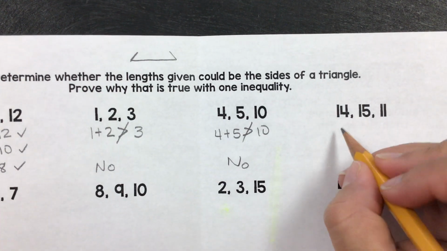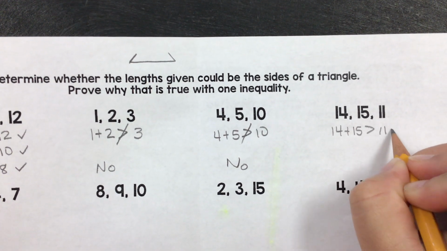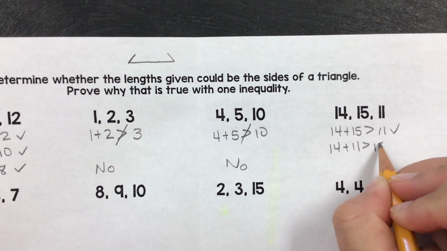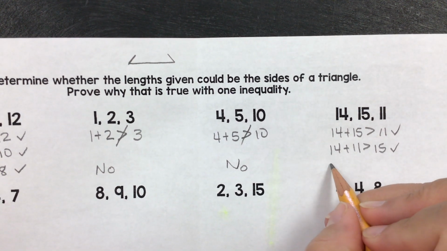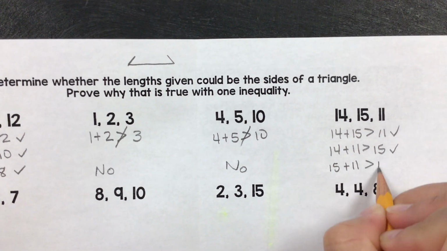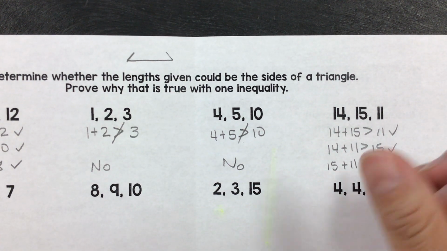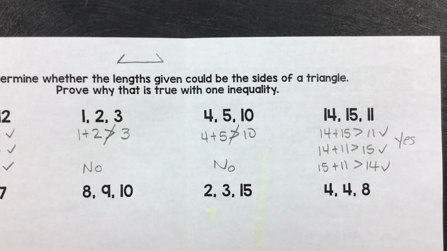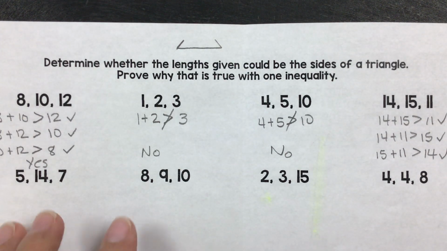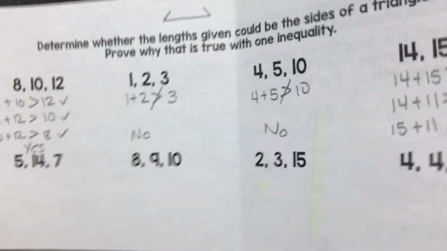All right, let's check these. 14 plus 15, is that bigger than 11? Yes. 14 plus 11, is that bigger than 15? And then the last one that we have to check is 15 plus 11. Is that bigger than 14? Yes. So this one can be a triangle. I think that is enough explanation. I don't feel like we have to do any more, so we won't. The next little section.